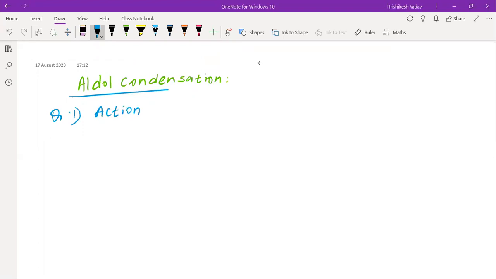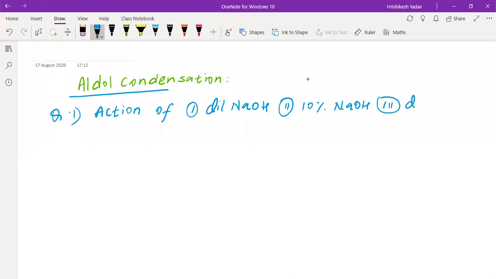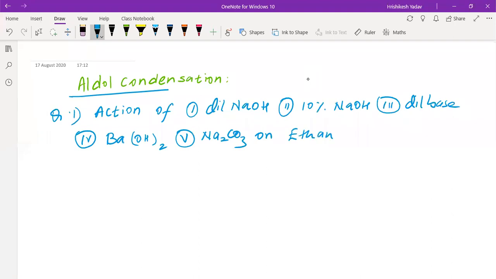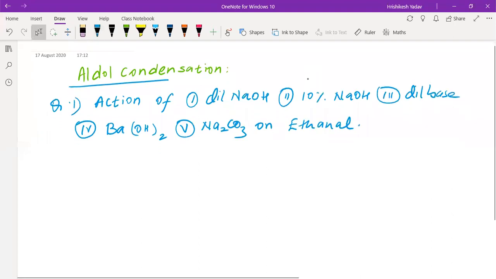Again I'll write action of dilute NaOH. It can be 10% NaOH, maybe dilute base, or it can be barium hydroxide or sodium carbonate on ethanol. So this is the question.